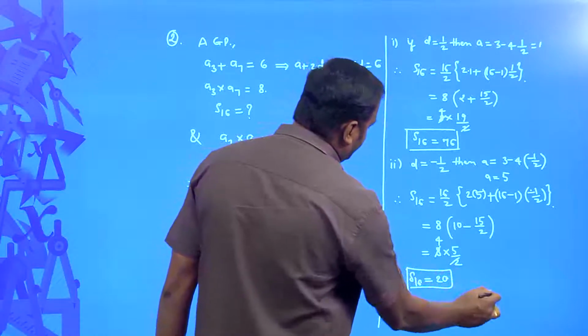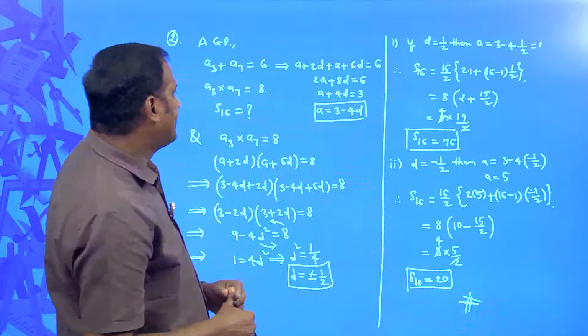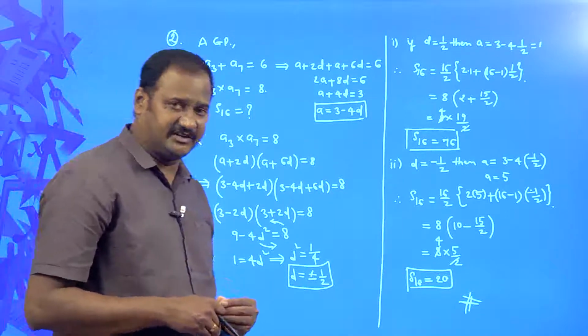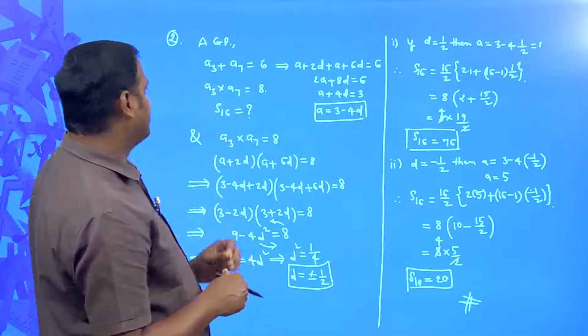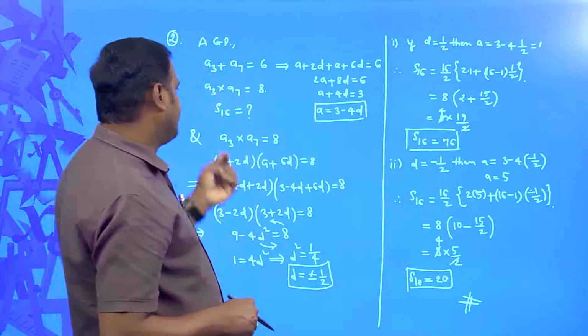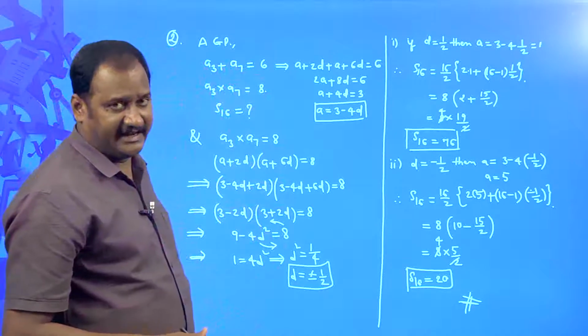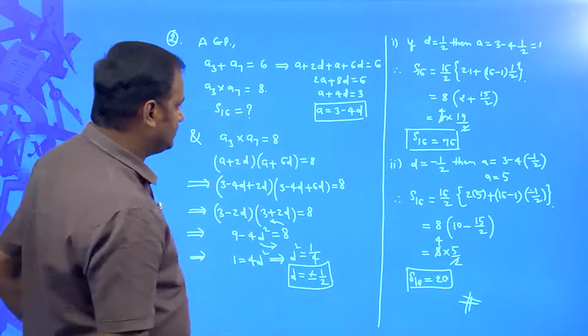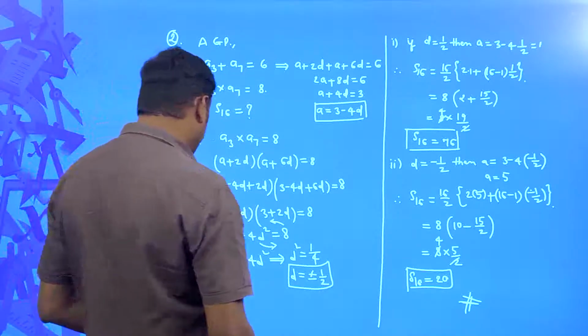So, this way we can easily figure out the sum of the first 16 terms of an arithmetic progression when the third term plus the seventh term is given as 6 as well as their product is given as 8. So, hope you understand. So, this is the way of answering the problem.